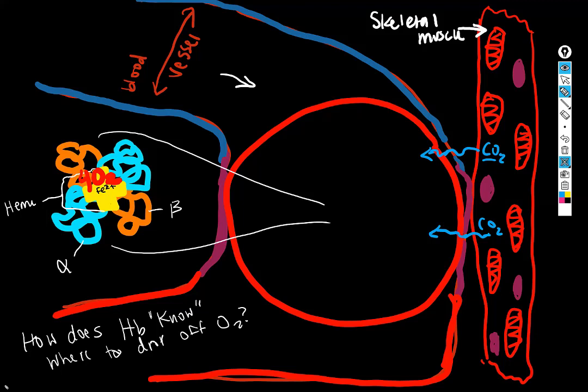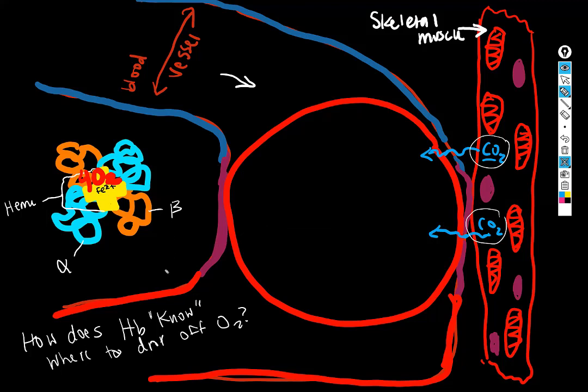So, turns out the ambient CO2 that a metabolically active tissue is producing is the answer to how it knows, quote unquote. So I'm going to leave our little hemoglobin up over here just for a reference point. And then I'm also going to write a little fact over here.